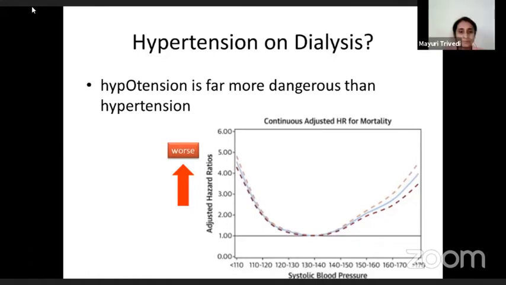Hypertension is also bad. और ये जो curve है, that is from the general population. ये dialysis patients का नहीं है, but it's the same principle. कि अगर blood pressure कम है, then the risk of dying is high. और अगर blood pressure ज़्यादा है, then also the risk of dying is high in the long run.